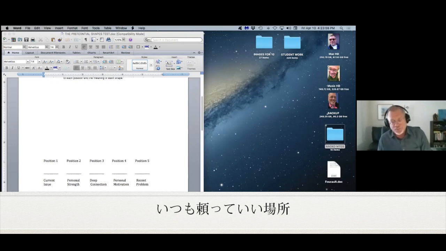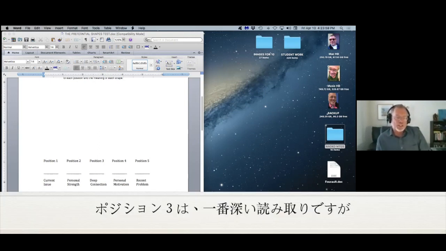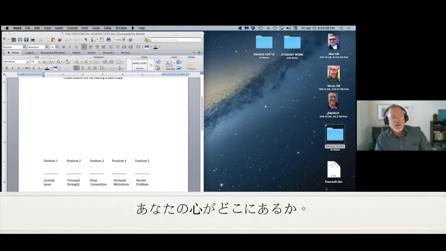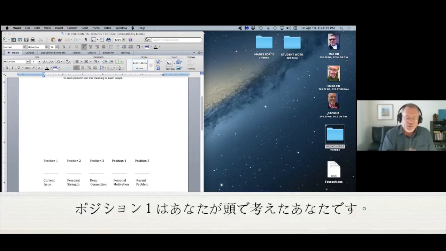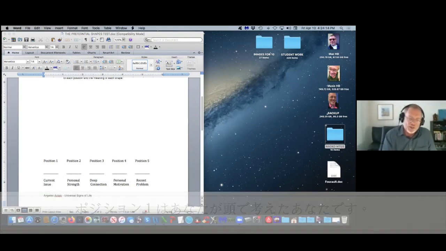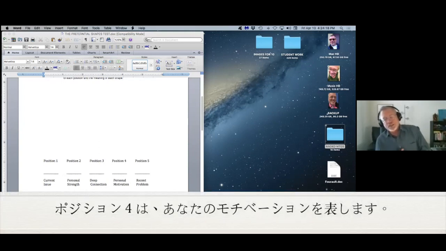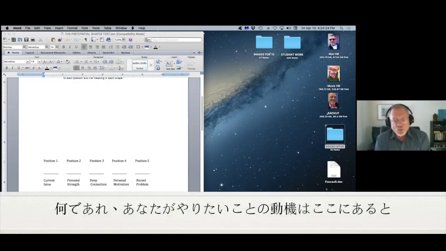It's there for you. Position 3 is the deepest connection here, because it's the deepest position in the chart, right? So this is where your heart is. And so while your head is struggling with position 1, position 3 is really your stable place. It's where your heart is. It's the most important aspect of you. And then whatever symbol you place in position 4 symbolizes your personal motivation. Why is it that you do whatever you wish to do?